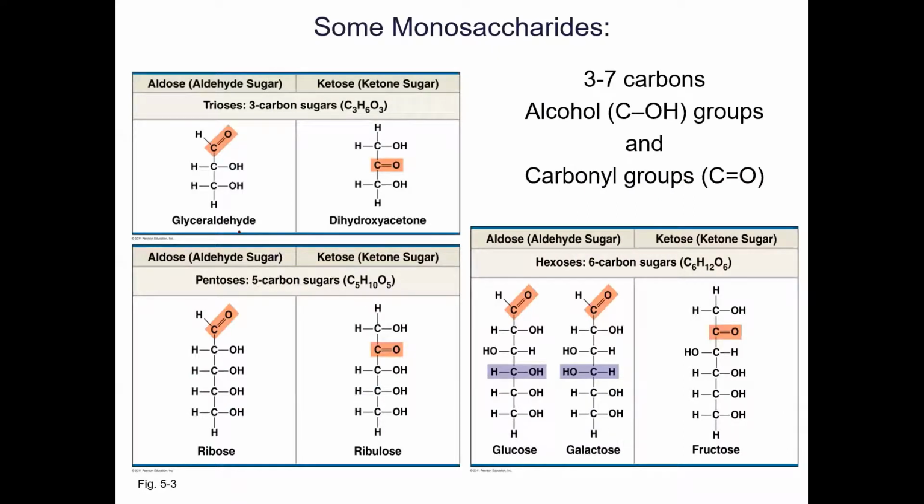We call these monosaccharides, mono meaning one. And you can see we have, what do we have? Aldose, ketose, ribose, ribulose, glucose, galactose, fructose. So a whole bunch of different carbohydrates. Take a look at them.